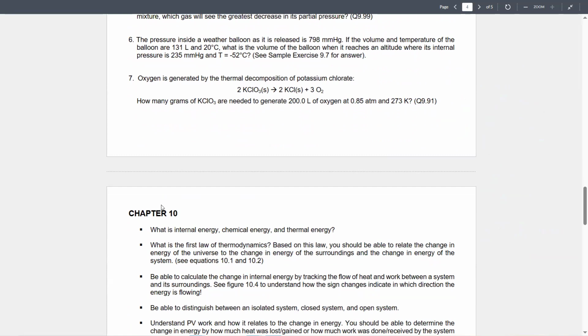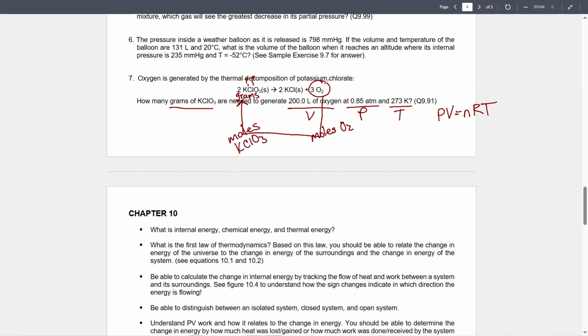And I'm going to switch to maroon. Okay, how many grams? Let's figure out what this thing wants. It wants grams of this KClO3. So how many grams of it do we need to generate this volume at this pressure and this temperature? That sounds like we need to use PV equals nRT of oxygen. So I'm going to go from moles of oxygen into moles of KClO3 into grams of KClO3. So I need to find moles of O2 so I can find moles of KClO3 and then grams. To go from moles of O2 to moles of KClO3, that's the mole ratio coming from the balanced chemical equation, which is already balanced for us. And then to go from moles of KClO3 into grams, that's the molar mass.